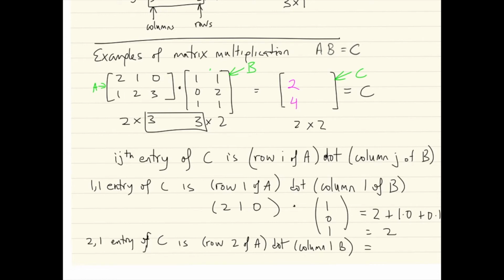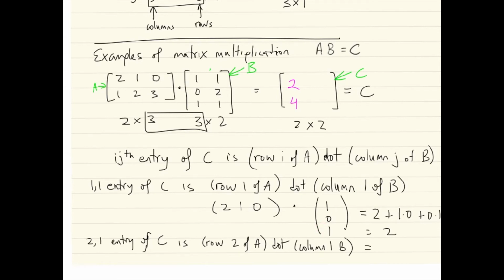So for example, the 1, 1 entry of our product C is you take row 1 of A. So let's go to row 1 of A, that's here, 2, 1, 0. And then dot it with column 1 of B. So we go to B, which is here. Column 1 is 1, 0, 1. So I've copied that down here.